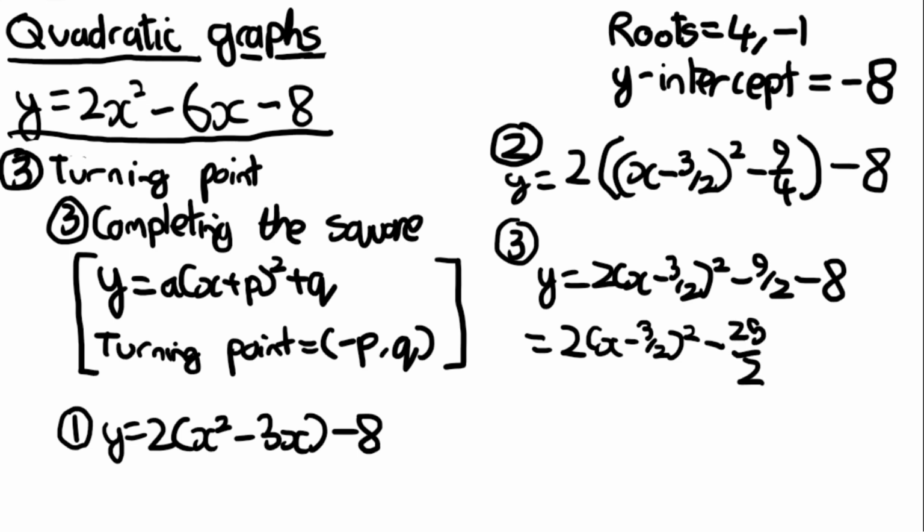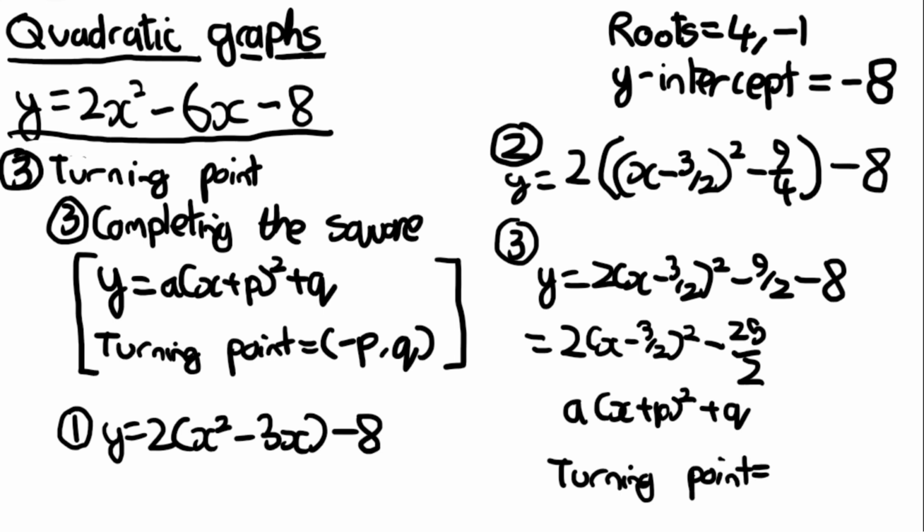So therefore, you can get it in the form a(x plus p) squared plus q, and you'll find that the turning point will be minus p, so it will be 3 over 2, q, which will be minus 25 over 2. Remember, it's going to be minus p, so it's going to be the minus of minus 3 over 2, which will be the positive 3 over 2, and then it will just be minus 25 over 2 for the y value.